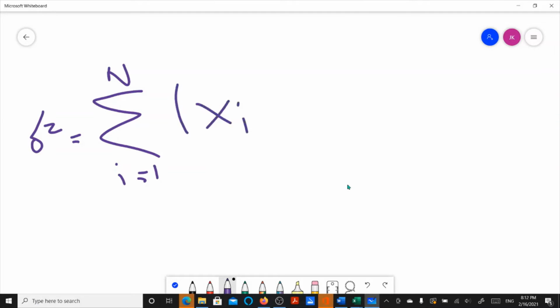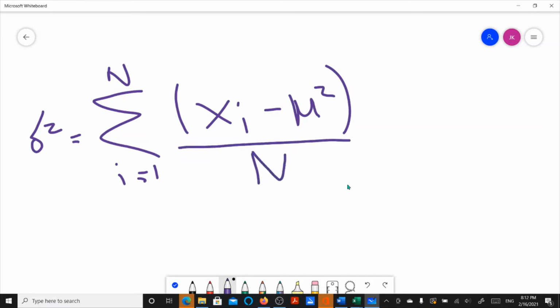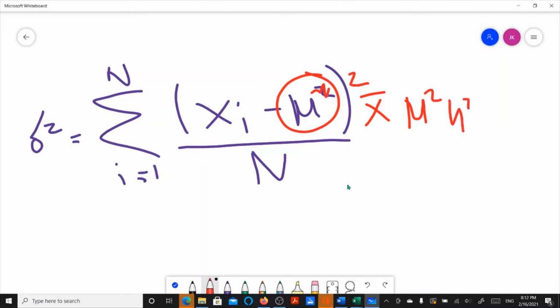This is the observation minus the population mean, over the number of observations. Now I just want to emphasize that this is a population mean, and this is to the power of 2 here. This is a population mean. It is not the average of the sample. It is a population mean.